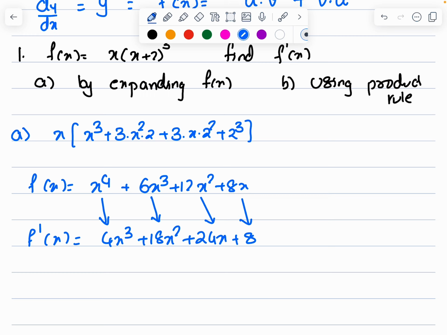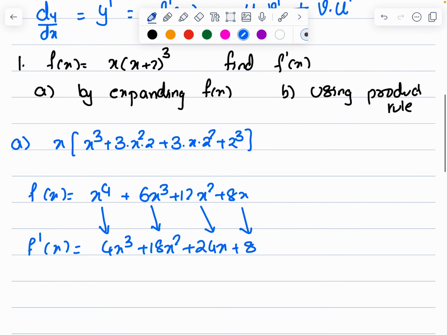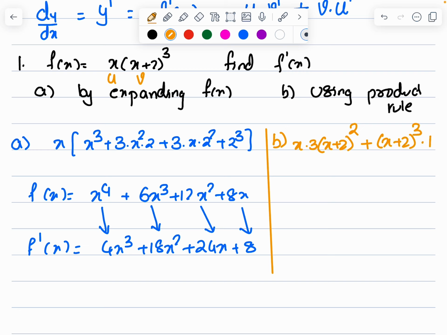Now, by using the product rule, how should I be using the product rule for that one? So for part B, u and v, so this is u over here and v over here. Keep u as it is. Derivative of the second function: 3 times (x plus 2) to the power 3 minus 1, that is 2. Then plus, next time (x plus 2) whole cube as it is, and the derivative of x is 1. That's going to be the answer.